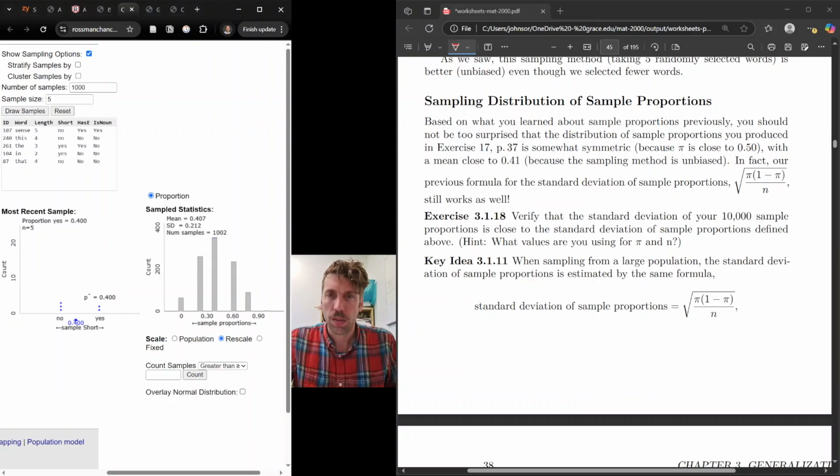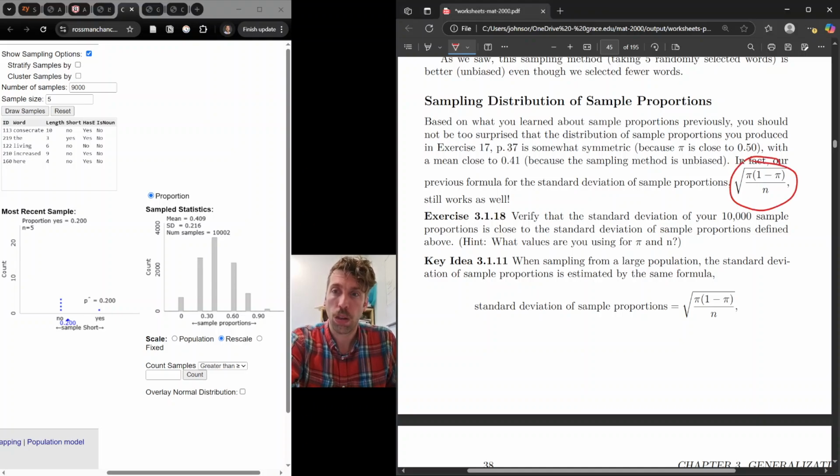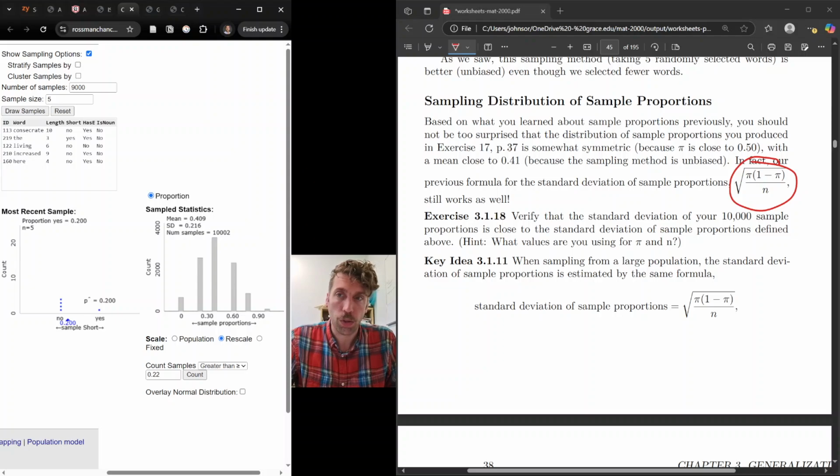All right, so verify that the standard deviation of your 10,000, we gotta do 10,000. Let's do 9 more thousand. Draw samples, okay. So to verify is to do this formula right here with your numbers and show that that is the same as the number that you're getting over here. Do this formula and show that you're getting this number, like the 0.216. That's how to verify. Okay.